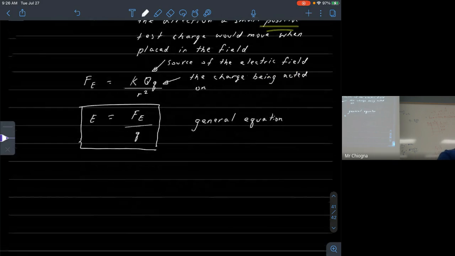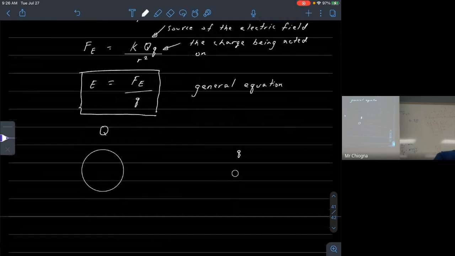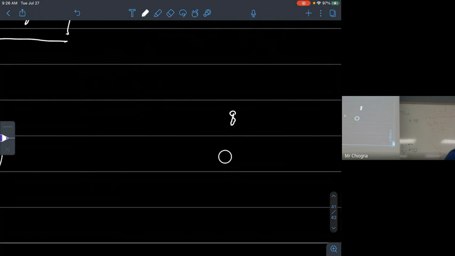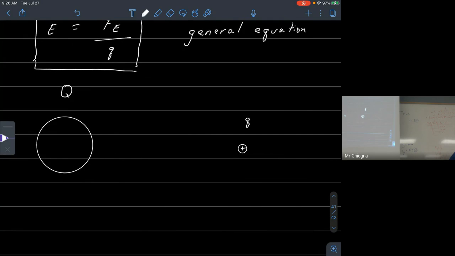Okay, what does it look like visually? So it means this. This is a charge that's creating an electric field. It's acting on a smaller charge, q. Okay, let's say it's a positive charge. And this is a positive charge. Could be positive or negative. We'll deal with negative later. They're both positive.